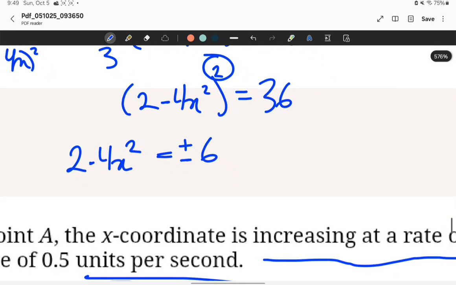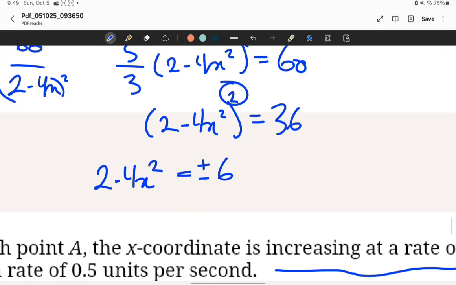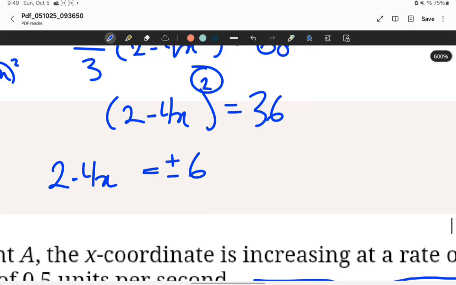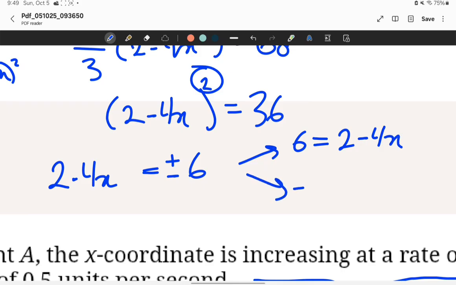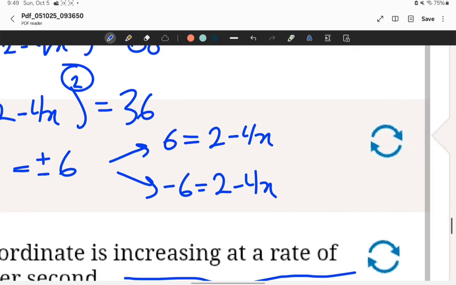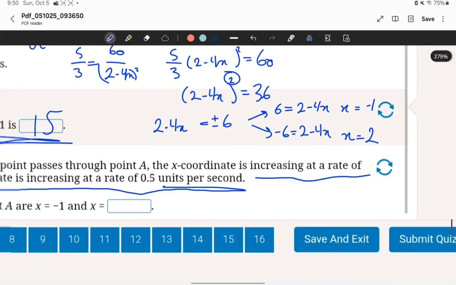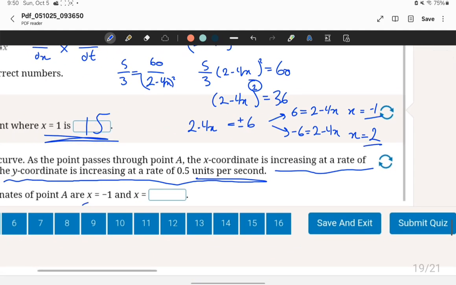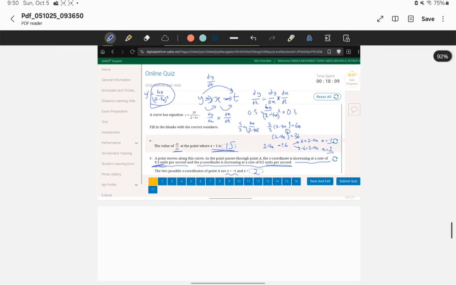Okay, now we'll take both cases. Wait, my bad, this isn't squared. It's outside. Okay, so now we're going to take both cases. So the first case would be this positive 6 is going to be 2 minus 4x. And the second case, minus 6 equals 2 minus 4x. Here x is going to be minus 1, and here x is going to be 2. And that's what you have. So you got minus 1 and 2. They already wrote minus 1, so here you write 2.